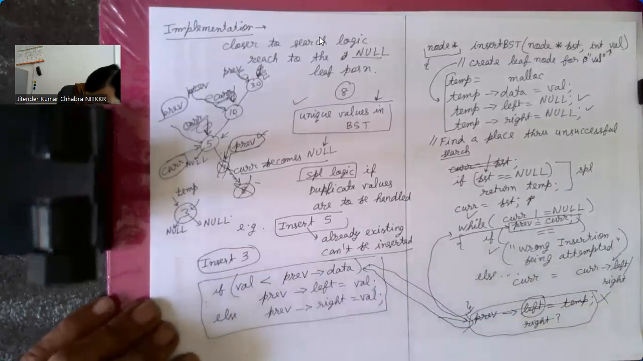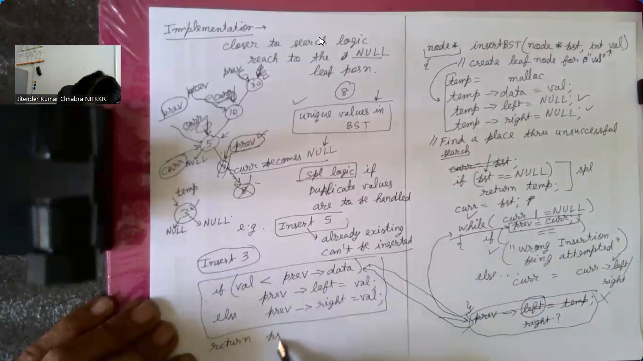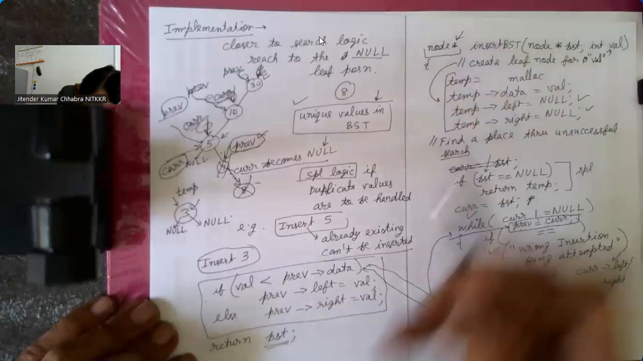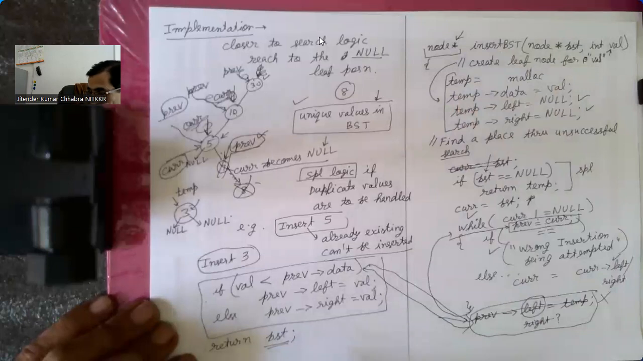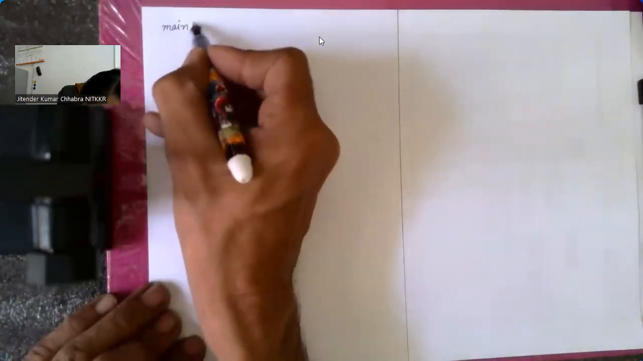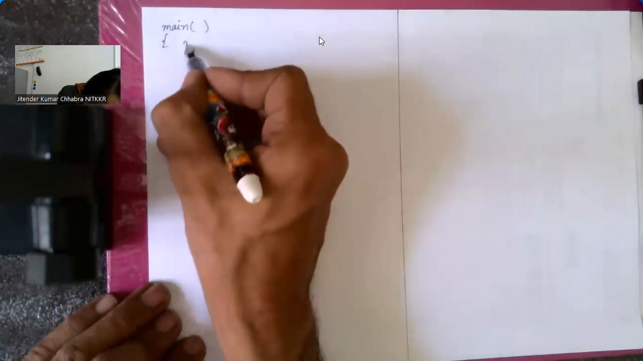What else? The work is almost over, but don't forget to write a return statement. What to return? The BST pointer, the root pointer. Even if it has not changed, because I have written node star, return is a must. Now, from the main, how will the call come? I have to make the call from the main by initially taking, let's say, node star BST1.